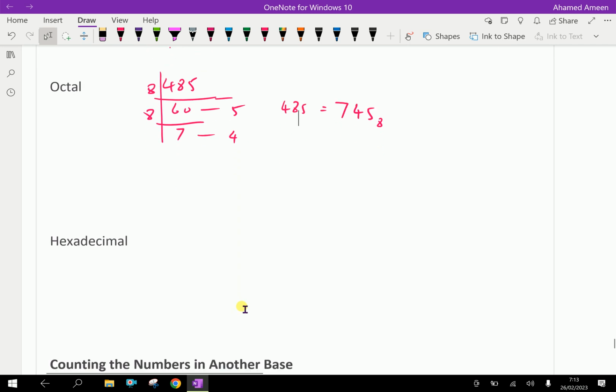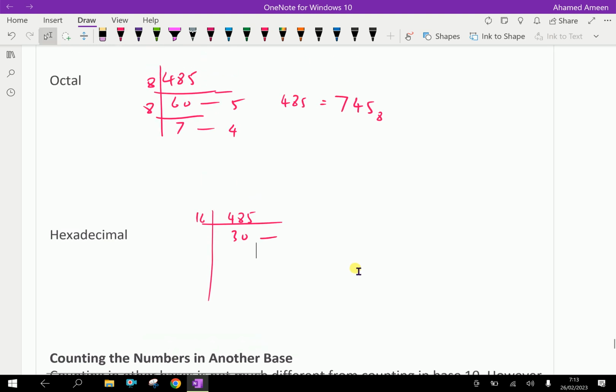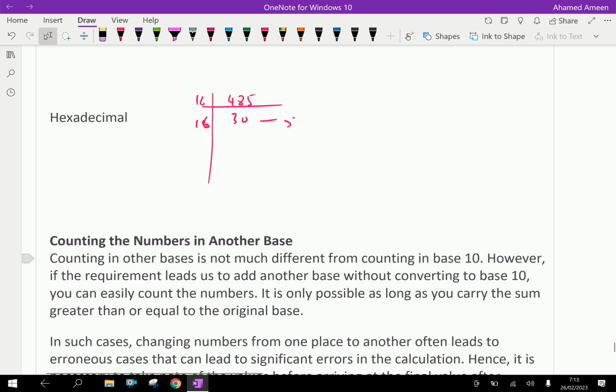Now hexadecimal. Hexadecimal means base 16. Same 485. First, 16 into 30 is 480, then the remainder is 5. Another 16, the remainder is 14. So we have 1, 14 and 5.